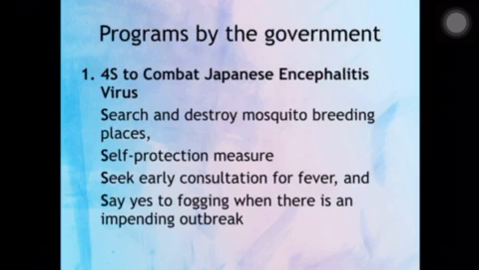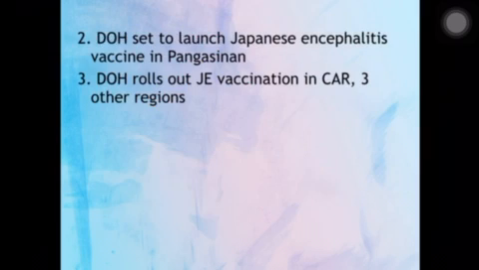But I found some news on the actions the government took because of the increasing cases of JEV. So the DOH set the launch of the Japanese encephalitis vaccine in Pangasinan, and the DOH rolled out the JEV vaccine in CAR and in 3 other regions. So, that would be all.